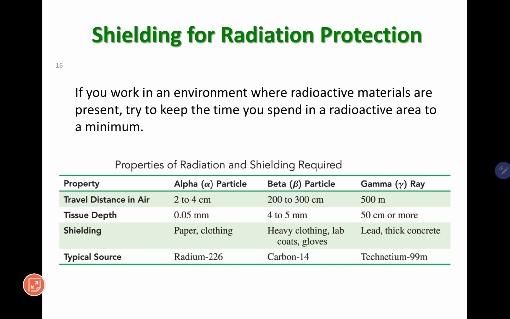Therefore, keeping the distance between a beta particle and yourself could easily help you. They also have a much larger tissue depth, so they can penetrate into your body, into your blood, easily, because they have a 4 to 5 millimeter tissue depth. So definitely you need a couple of layers of protection. That is why it is recommended to wear heavy clothing or lab coats and gloves to protect yourselves.